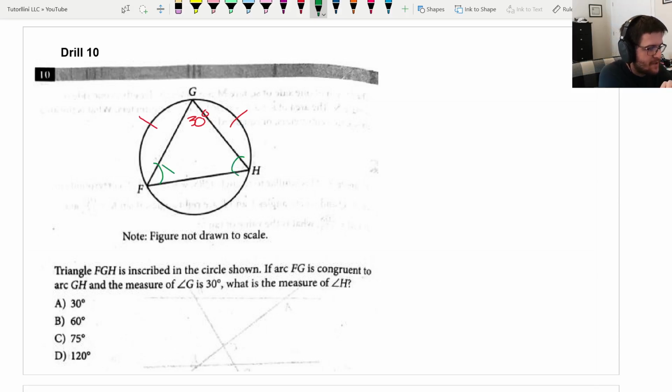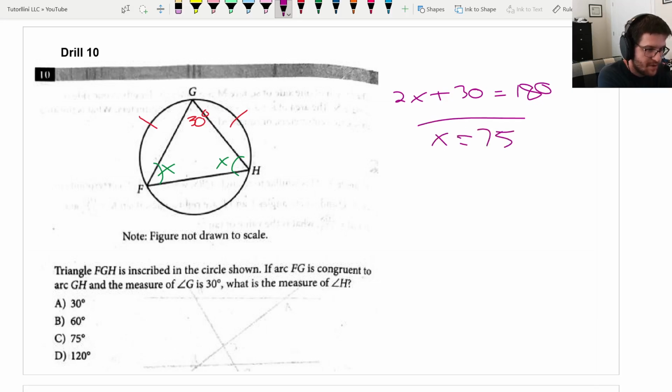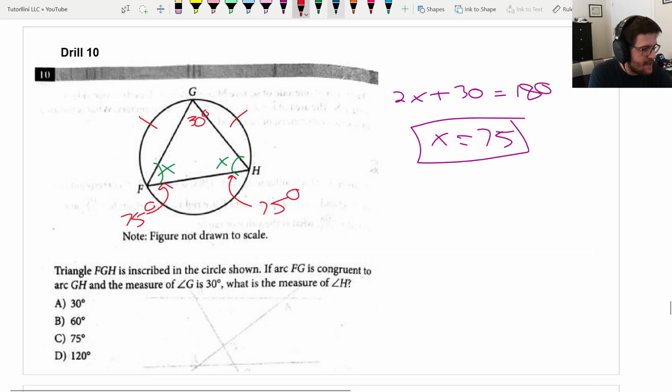So now if you want, you could call each of these X, or just treat it like an isosceles triangle. So 2x plus 30 equals 180. And then we subtract 30, and we get 150. And then we divide by 2, and we get 75. So x is 75. So both of these angles are 75 degrees. So that is kind of the idea. I think it's C. Great, we're doing good.